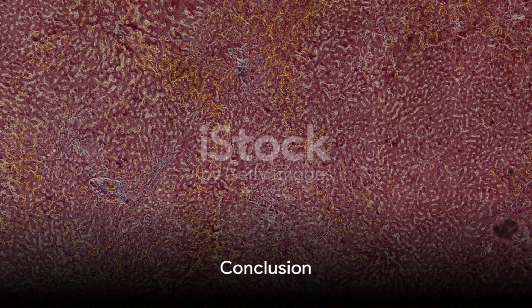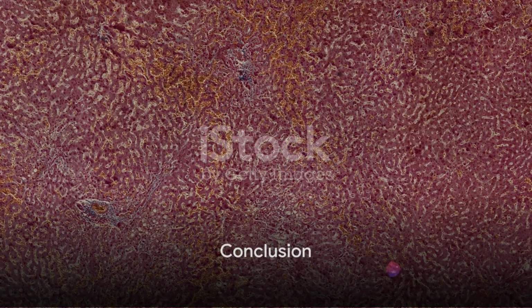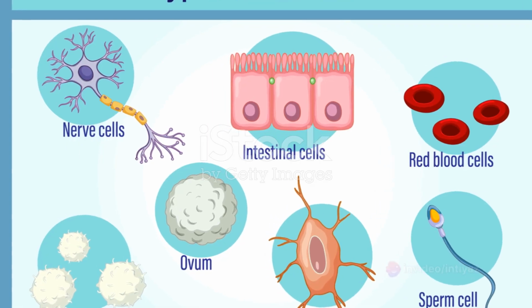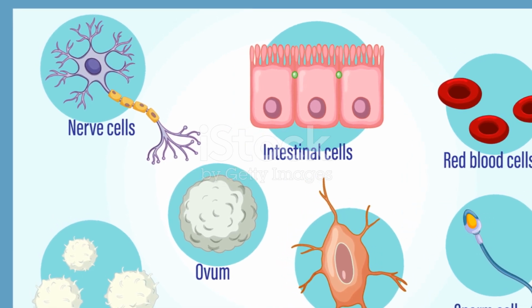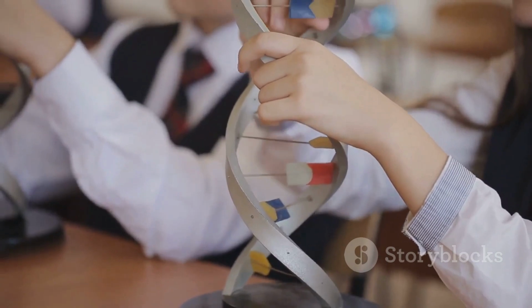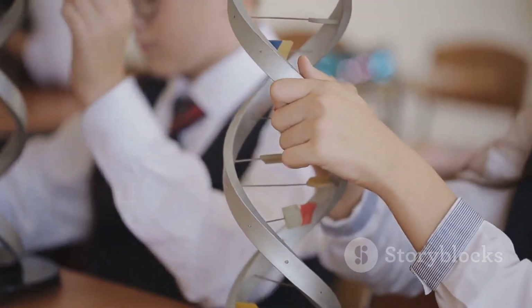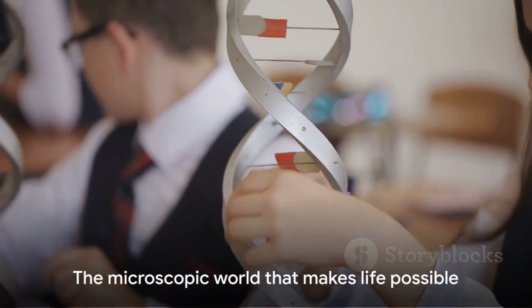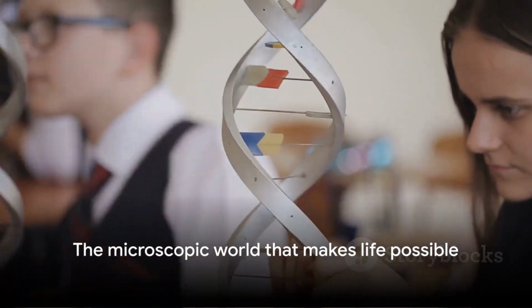To sum it up, the chapter, The Fundamental Units of Life, teaches us about the discovery of cells, the types of cells, the structure and components of a cell, the differences between plant and animal cells, and how cells multiply. It's a fascinating journey into the microscopic world that is the foundation of all life. So the next time you look at a living organism, remember, it's a complex collection of these tiny yet incredibly important cells.